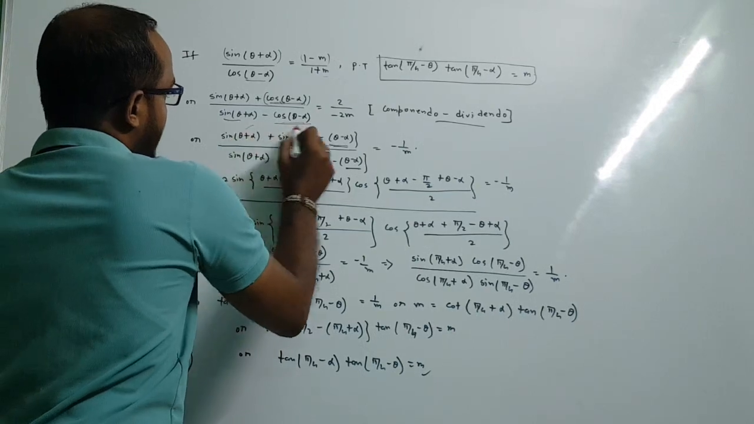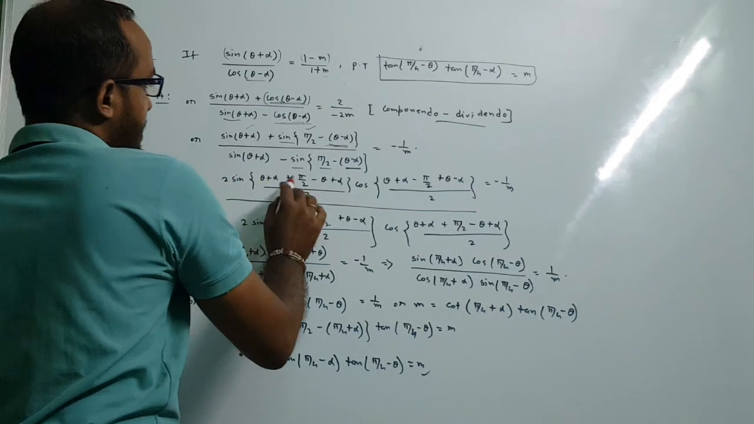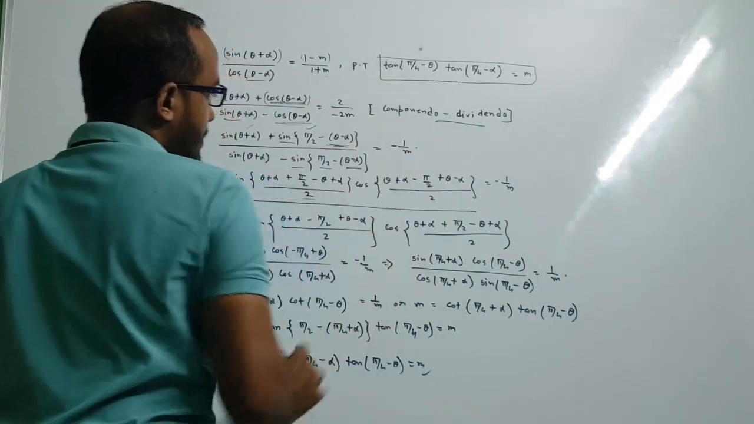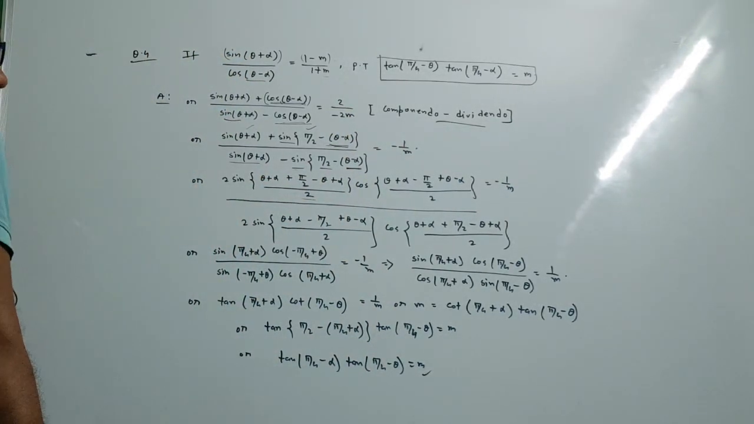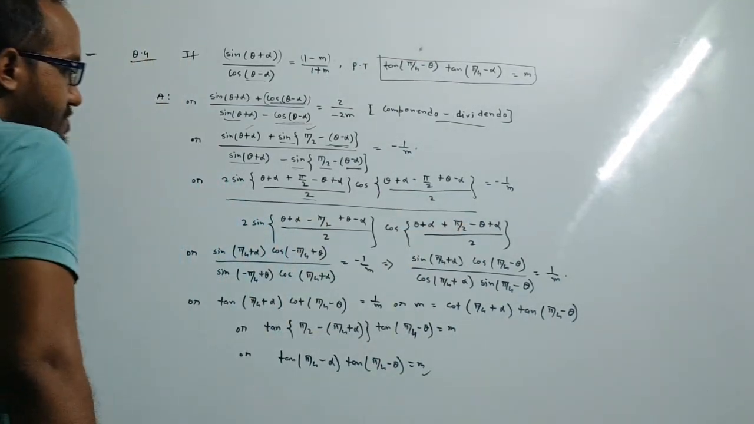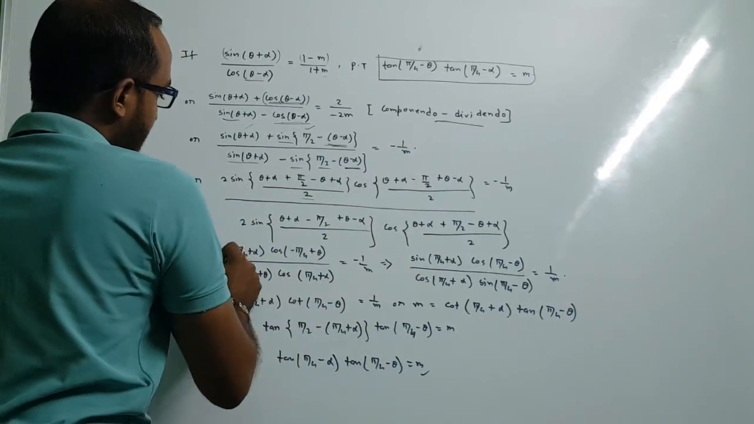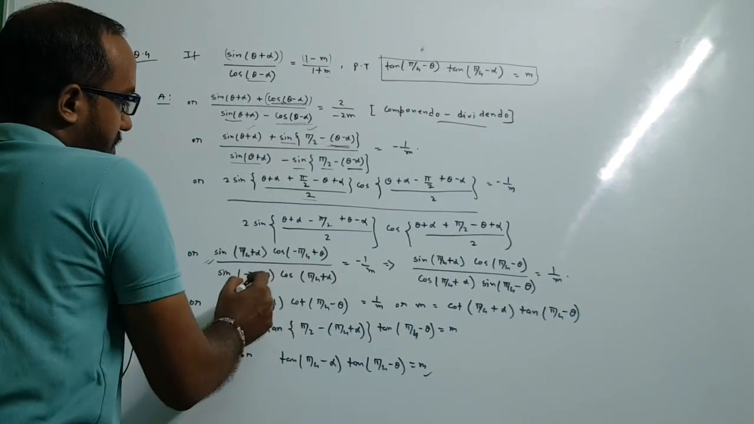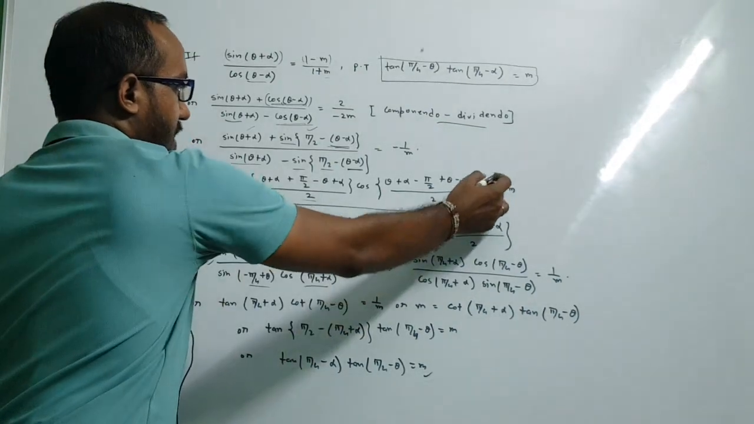Now see, apply the sin c plus sin d formula here: 2 sin c plus d by 2 cos c minus d by 2. Apply the sin c minus sin d formula here: 2 sin c minus d by 2 cos c plus d by 2. Now after calculation or simplification, you will get something like this: sine of pi by 4 plus alpha cos of minus pi by 4 plus theta, and sine of minus pi by 4 plus theta cos of pi by 4 plus alpha equals minus 1 by m.